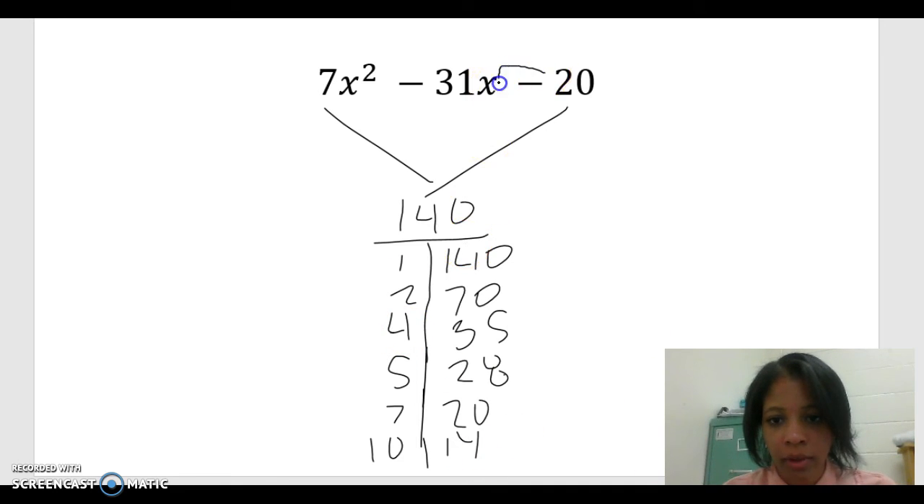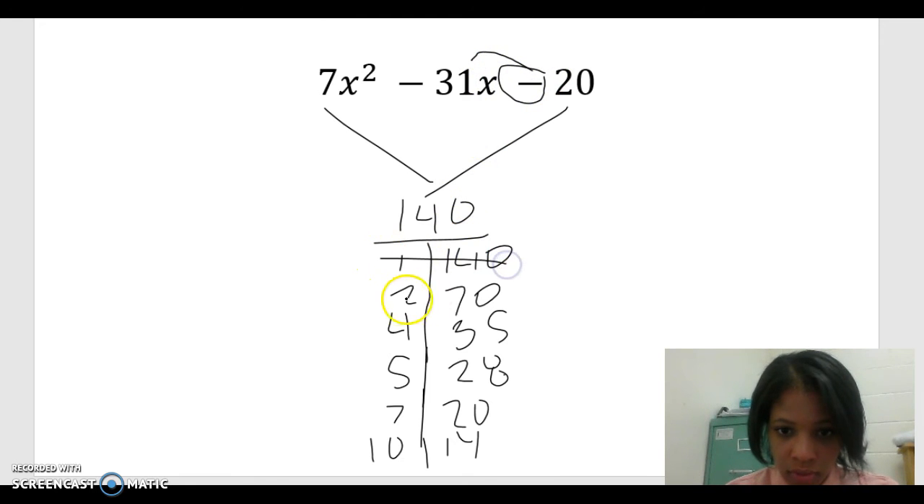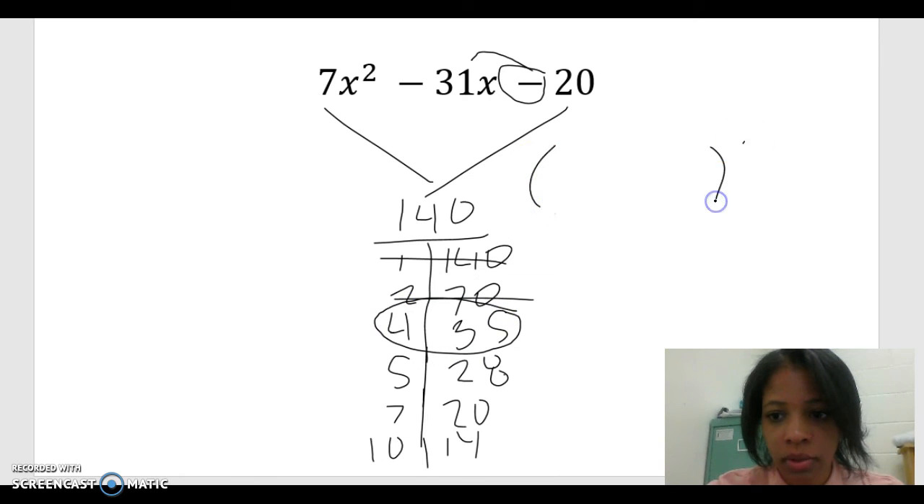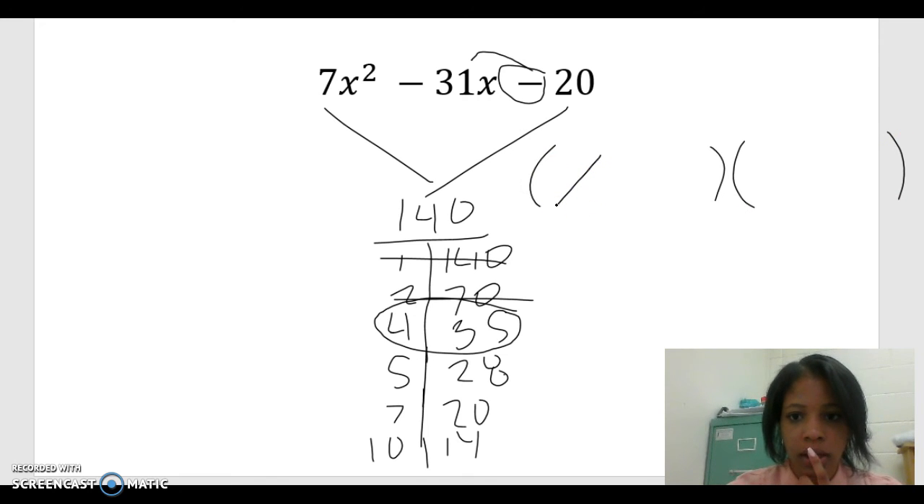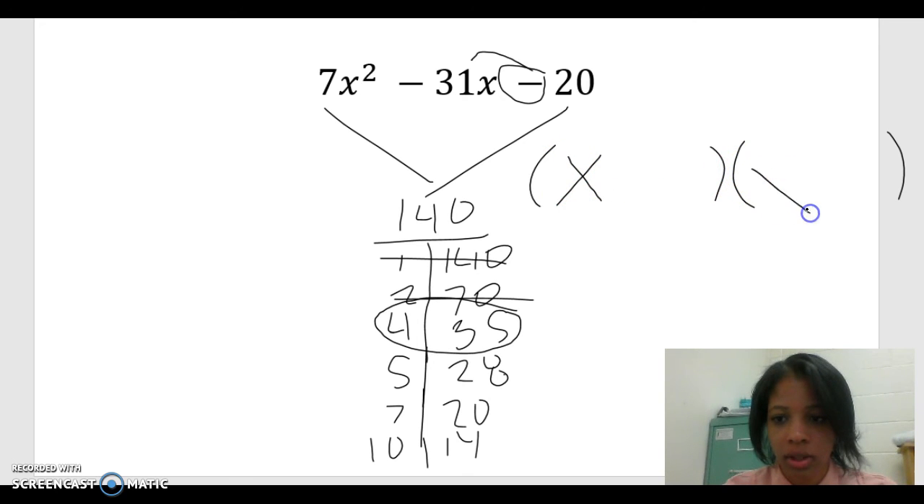Now I want to choose the pair of factors that's going to subtract to give me 31. So those don't subtract to give me 31, neither do those. These do though. 35 minus 4 is 31. So these are going to be the pair that I choose. So I'm going to make my two sets of parentheses, putting an X in both spots. This is not a good example because you can't factor this regularly actually.